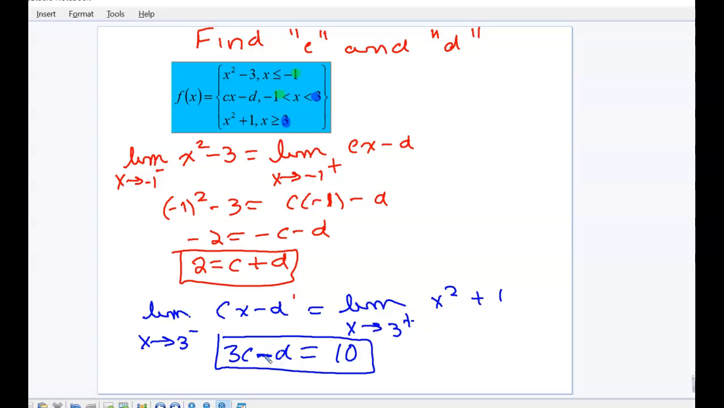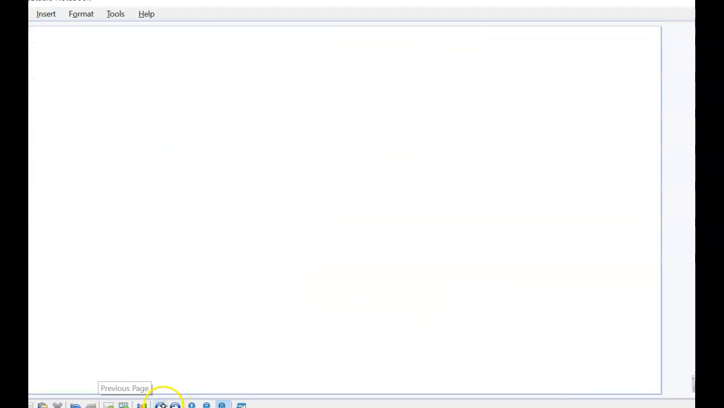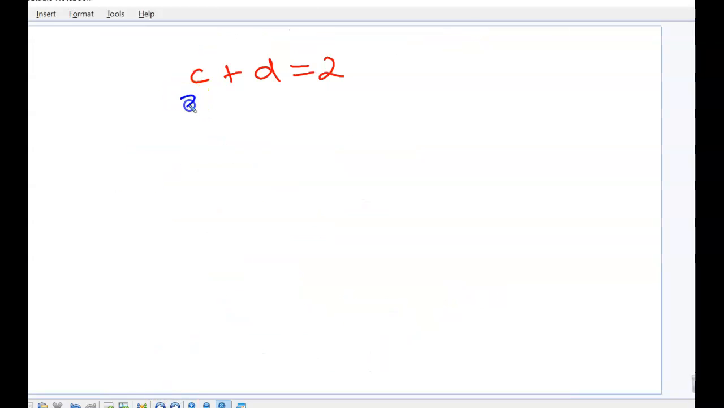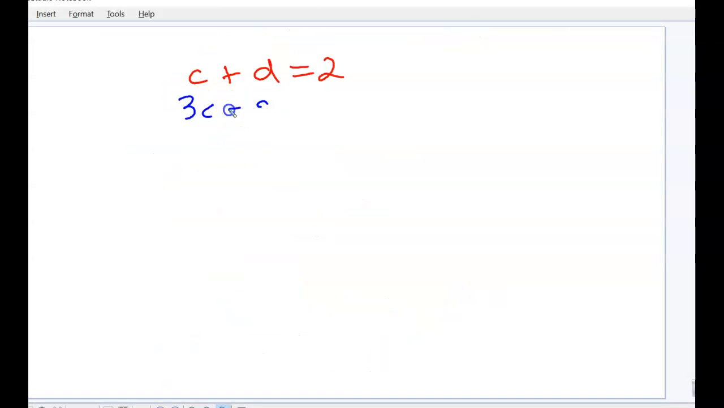So I have two equations with two unknowns. And if you recall from Math A30, we solved linear systems back in A30. So I'm going to rewrite my red equation as c plus d equals 2, and I'm going to write my blue equation underneath, which is 3c minus d is equal to 10. Notice I've lined up my c's, my d's, my equal signs, and my constants.